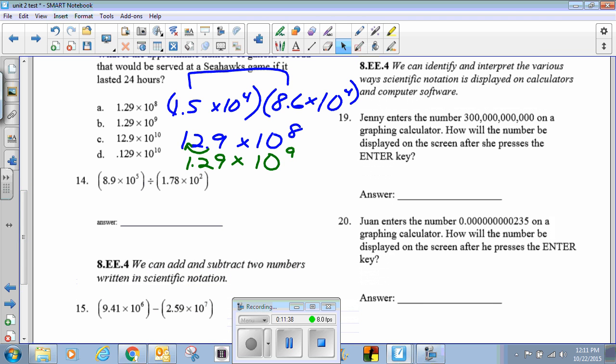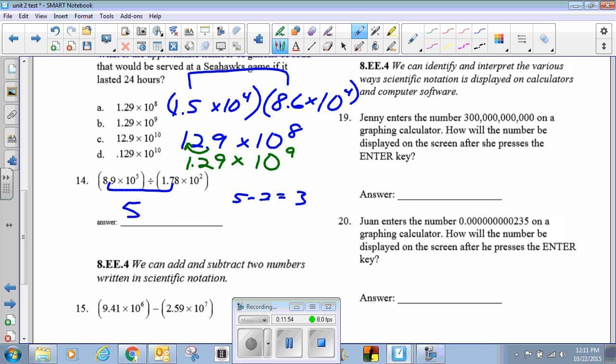Okay, number 14, instead of multiplying, we're dividing. Everything's exactly the same, except we divide the numbers, and we get 5. And when we divide, we subtract exponents. So we get 5 minus 2 is 3. Done. That one was supposed to be pretty simple. Hopefully you got it right.